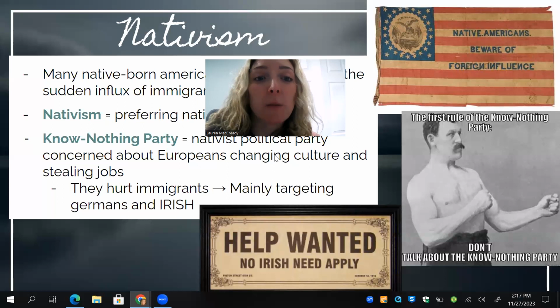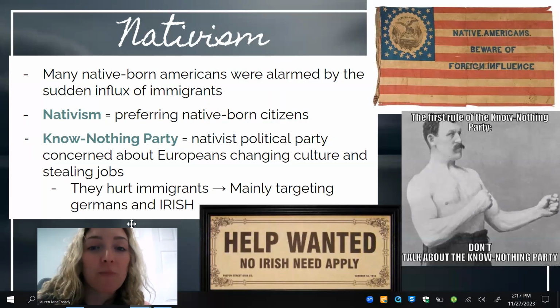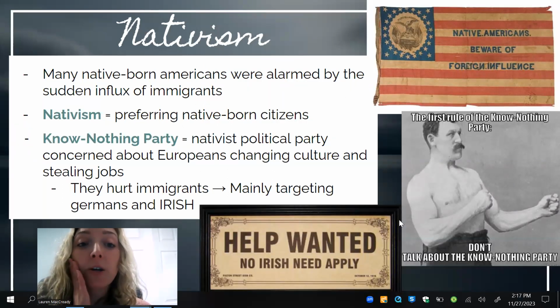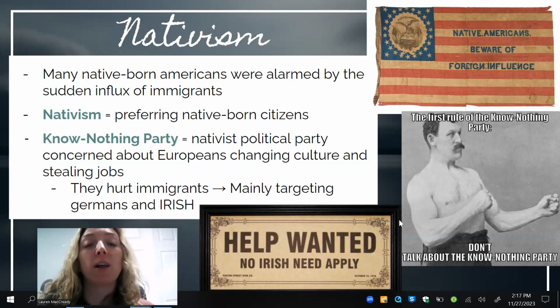So what is the experience of the people who come here? Let me move myself down here in the corner. Their experience is they're going to face a lot of pushback, especially the Irish. Many native-born Americans do not like the sudden influx of immigrants. A lot of the arguments are probably the same ones that exist today, so you can imagine what some of those are without me having to go into so many of them.